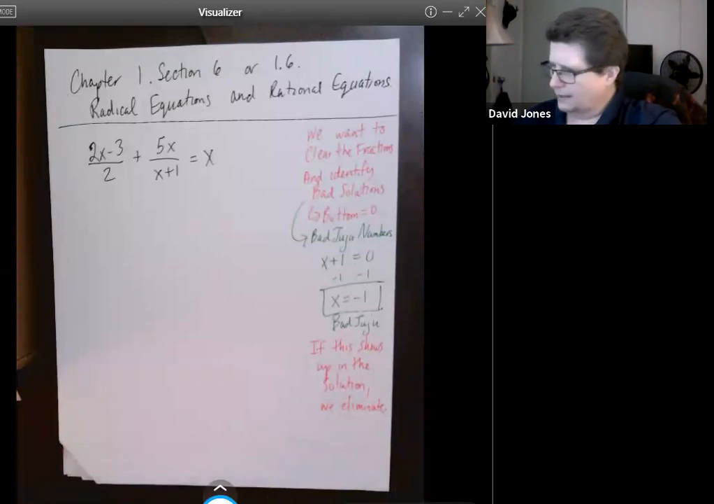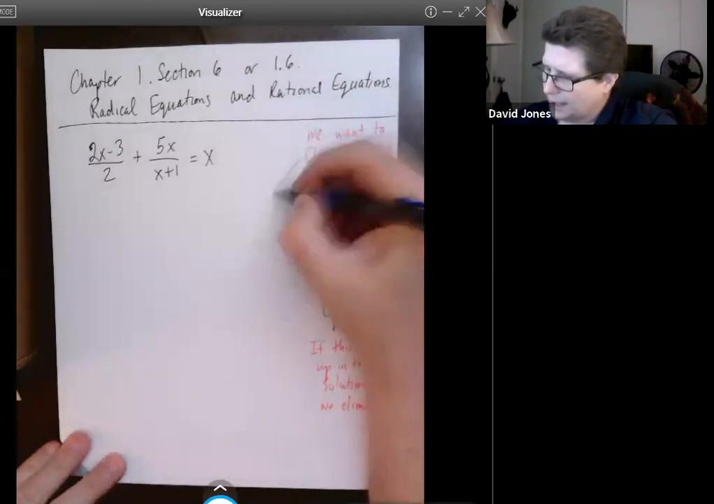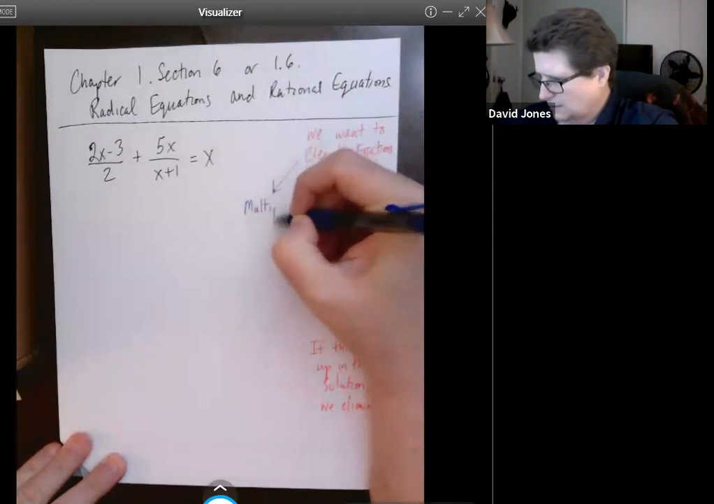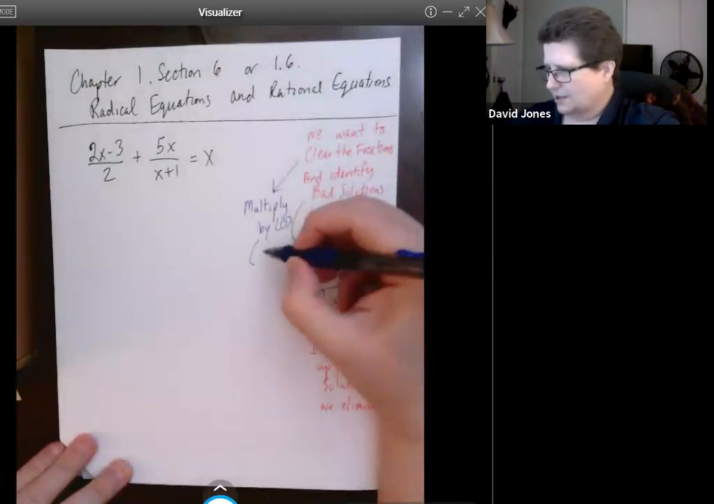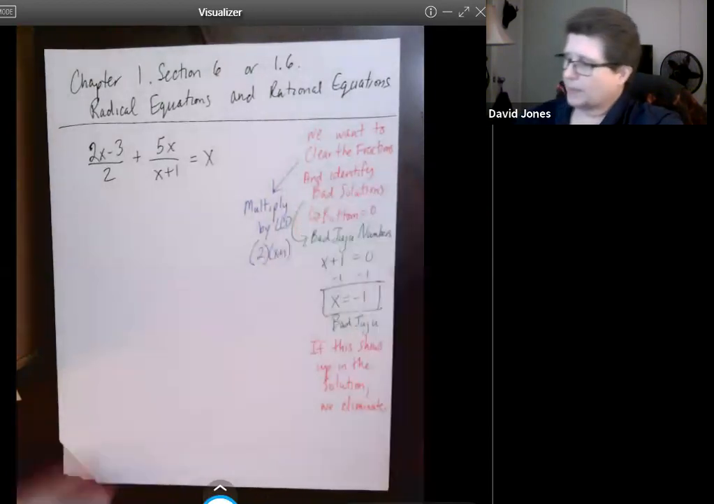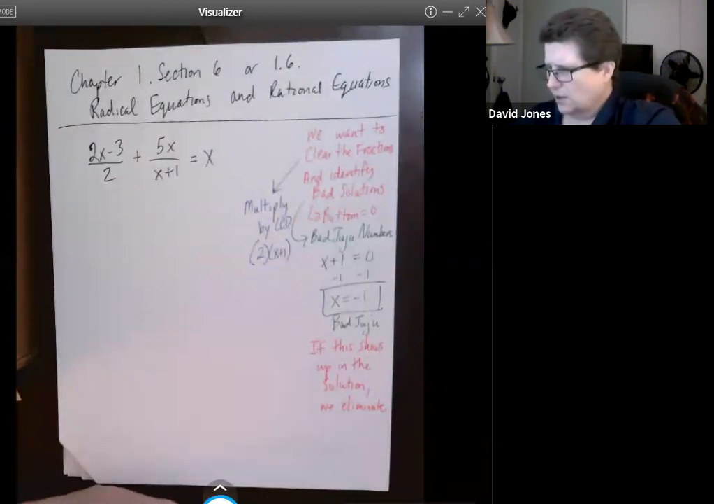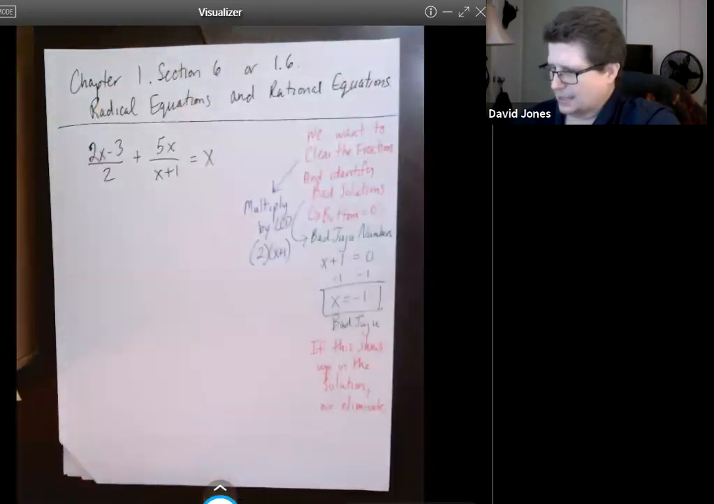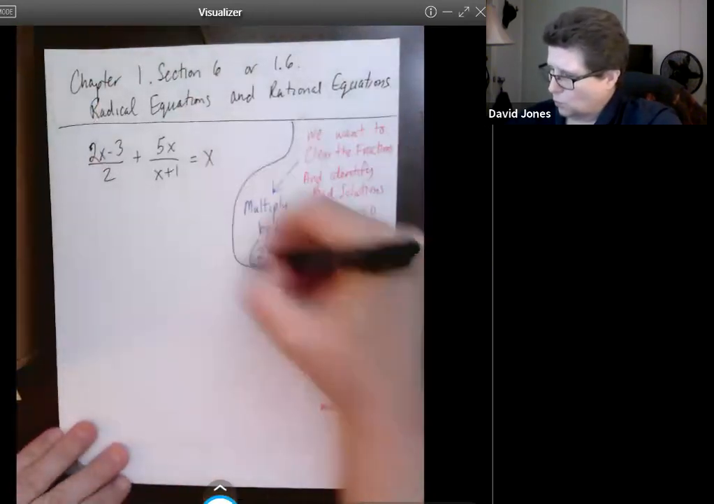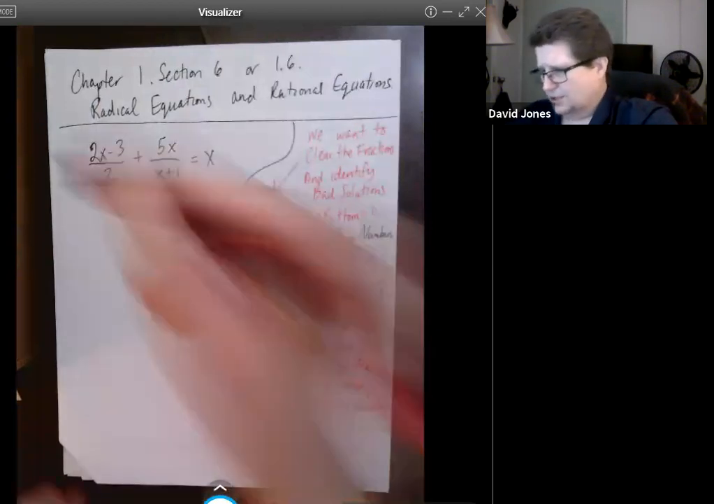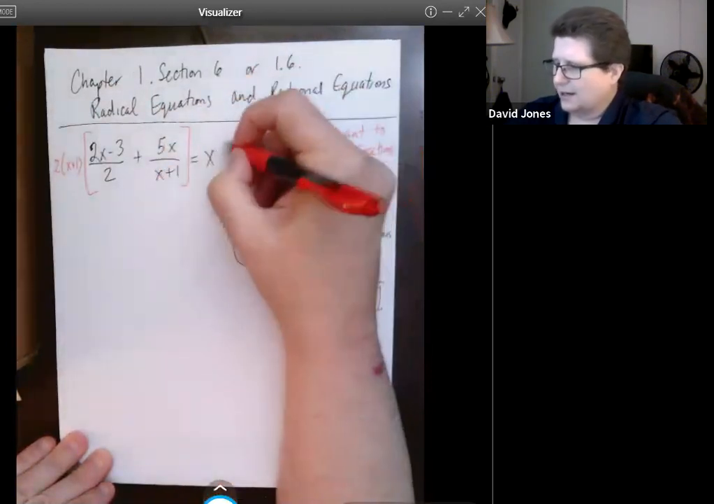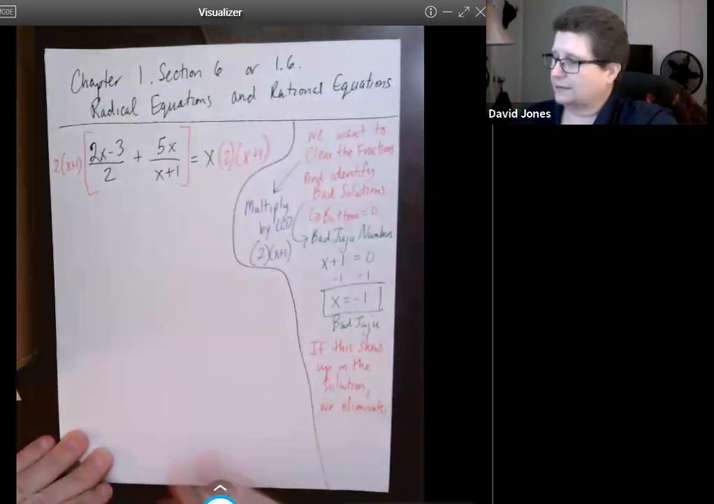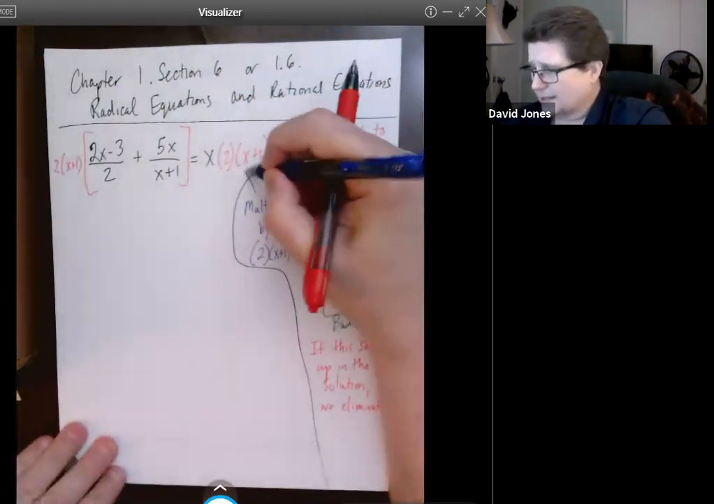So now clearing the fractions. Clearing the fractions, we should multiply by the LCD. In this case, that is 2 and x plus 1. So I'm going to multiply both sides by that. Let's do 2 times x plus 1 here, and we'll distribute it to everything there, and we'll do 2 and x plus 1 over here.